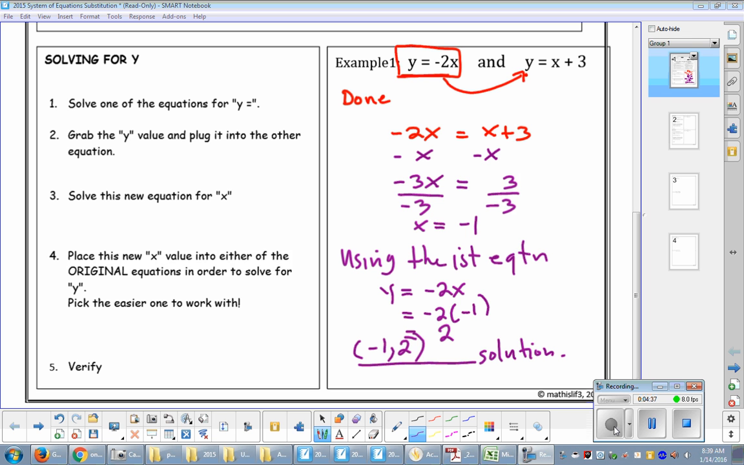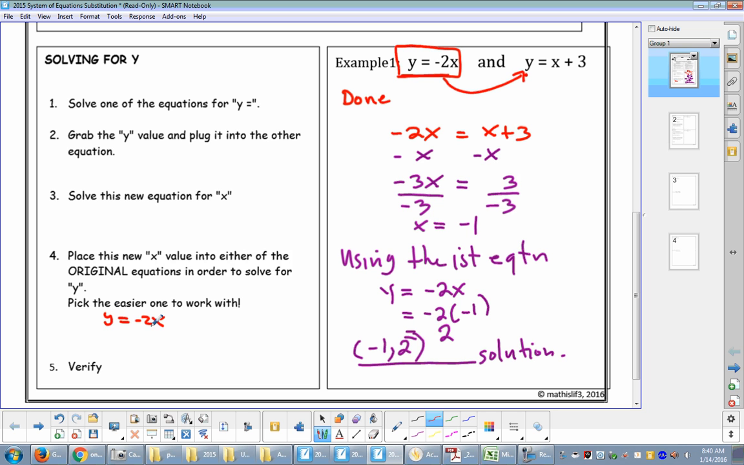Now, of course, we need to check our answer. We need to verify our answer by plugging this point back into both of our equations. To verify, I'll just use this space here. I'll use my first equation, y equals negative 2x. Replace my y by 2 and my x by negative 1. Note that positive 2 is equal to 2. So it worked for the first equation.